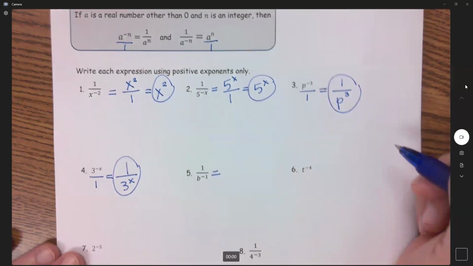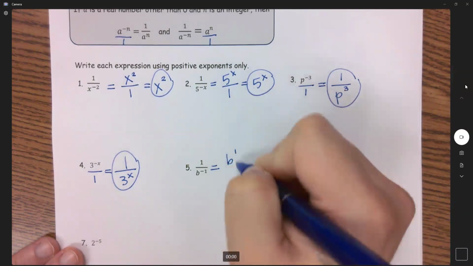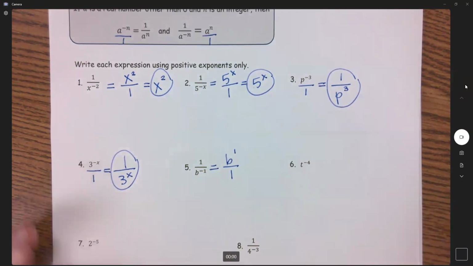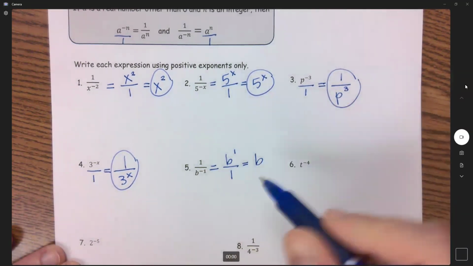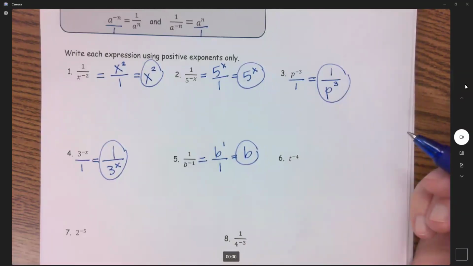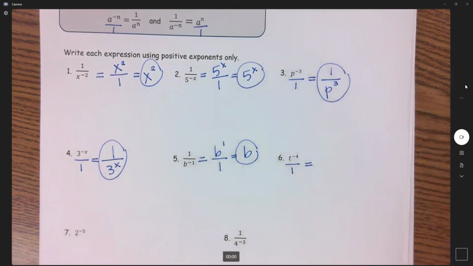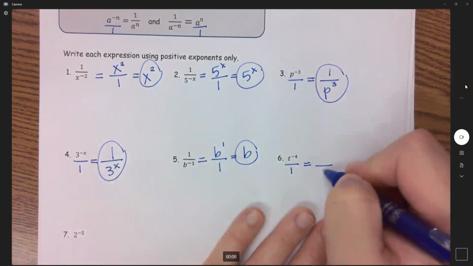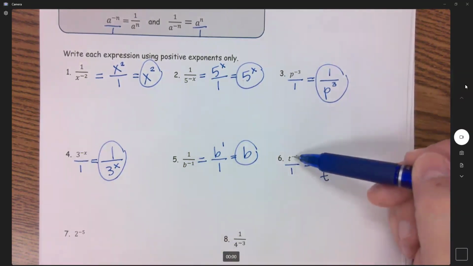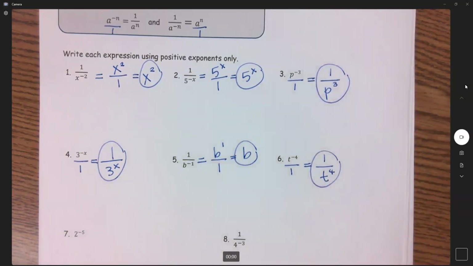Here, 1 over b to the negative 1 power, it's in the bottom of your fraction. So let's move it to the top. And when I move it from bottom to top, it changes that exponent. Now b to the first is just b, and b over 1 is just b. So my answer is b. If we put that over 1 to make it a fraction, we will put it down here in the denominator. The negative 4 changes to a positive 4, and we have nothing in the top, so I need a placeholder of 1.